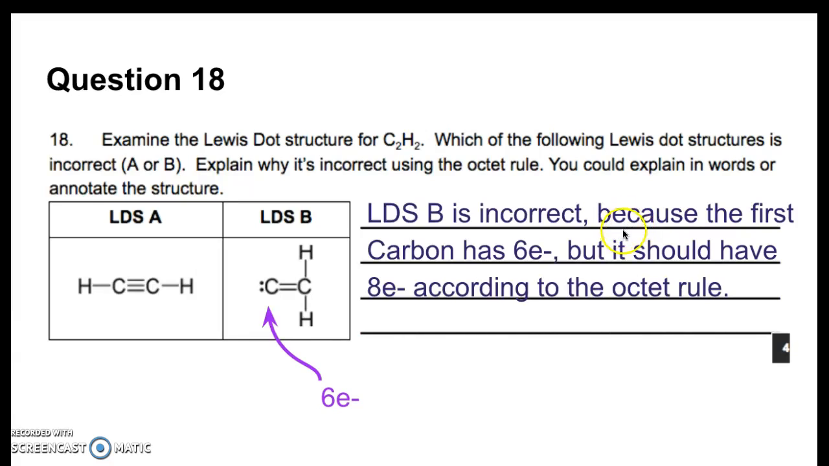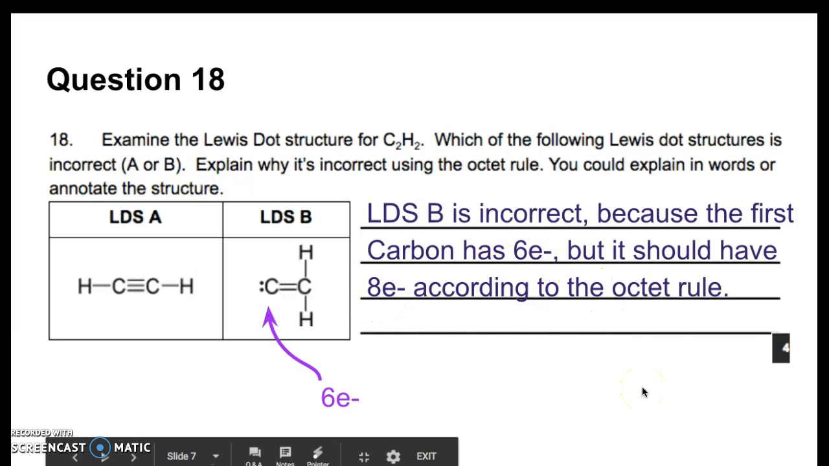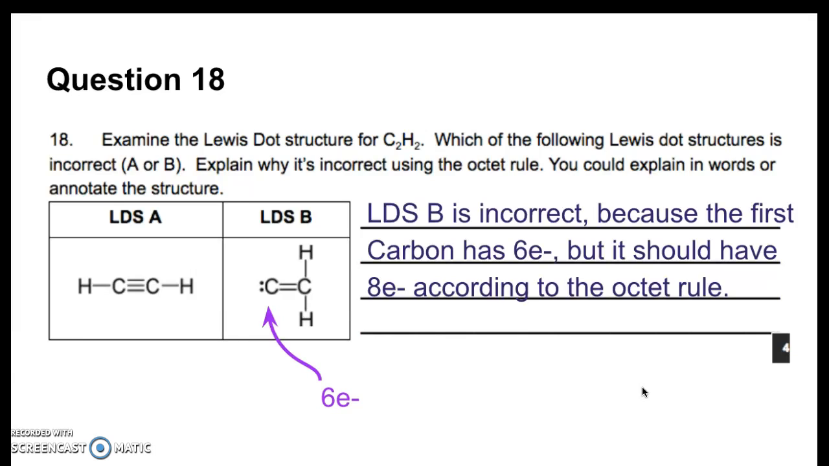And then for the explanation, you get another half point: because the first carbon atom has 6 electrons, but it should have 8 according to the octet rule. Notice here for the explanation, I refer to the octet rule, and I specifically say why it doesn't follow the octet rule. So this carbon has 6 electrons. You can count them 1, 2, 3, 4, 5, 6. That's touching this carbon here, and it should have 8. So I should see 6 and 8 electrons. That would be my clue that you explained it correctly. If you don't have that explanation correct, you would lose a half point.